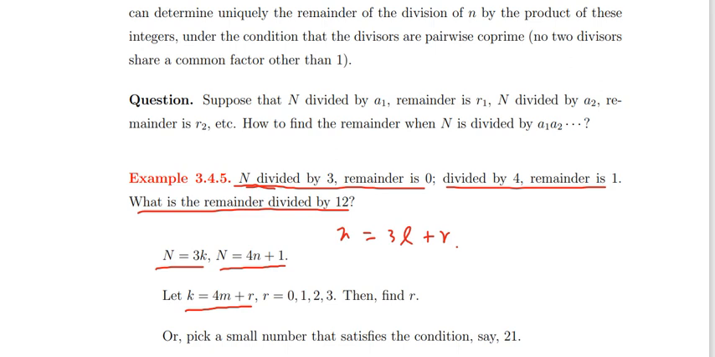Then we just find we have some possible r values, like here divided by 4, the remainder could be 0, 1, 2, 3. So we just find which one satisfies these two conditions. Okay.